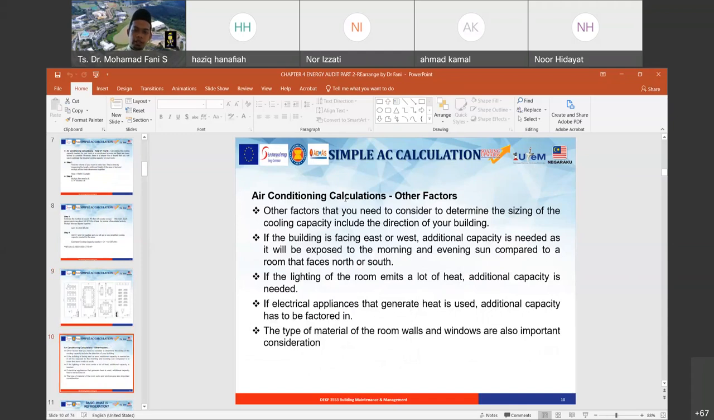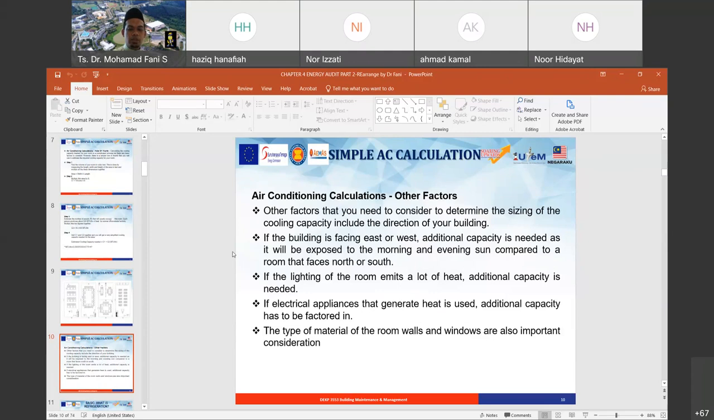So the other factor that you need to consider for the size of the cooling capacity includes the direction of the building. If it is facing east or west, additional capacity is needed, as it will be exposed to the morning and evening sun. Please monitor or consider this, even the sunrise position. You need to understand what kind of condition or environment you have for your room.